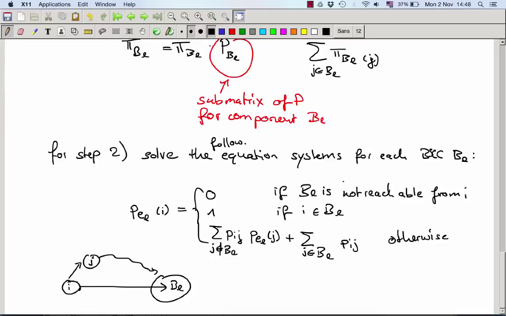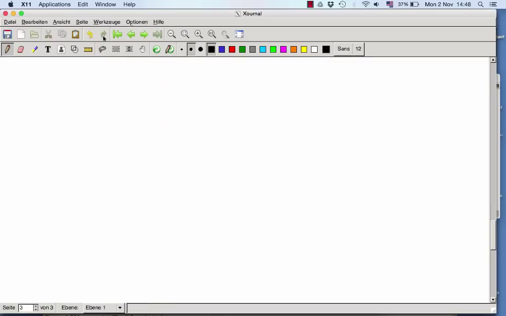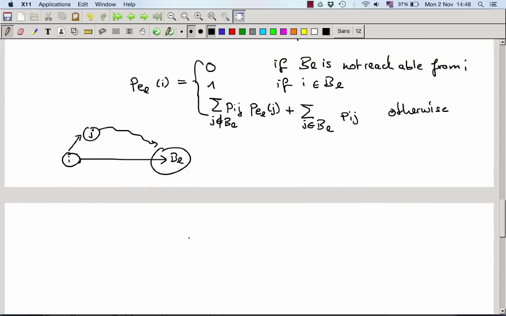And now this does not really look like a linear equation system, but it is one, and we can write it in matrix vector form, then it gets a little bit easier. So what is this in matrix vector form? It's the following: this is PEL equal to PEL times the probability matrix, but transposed.